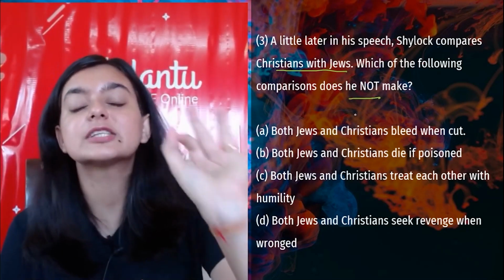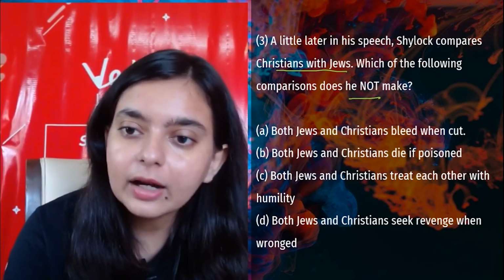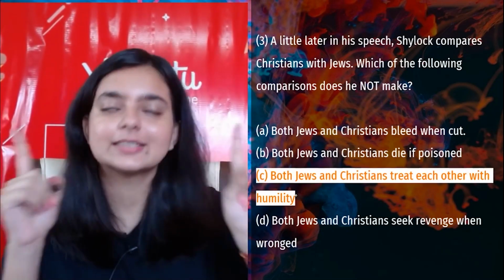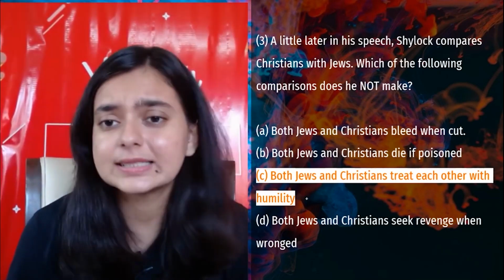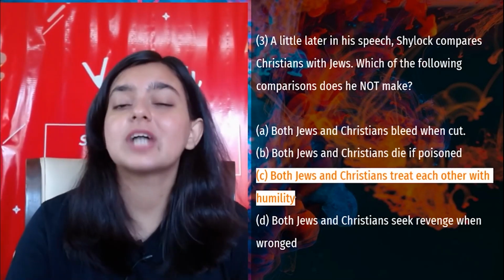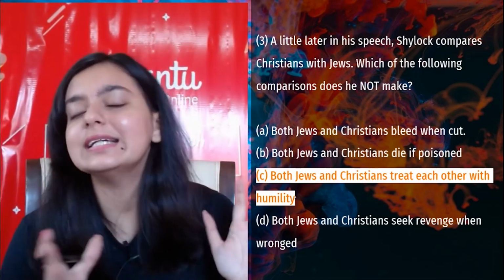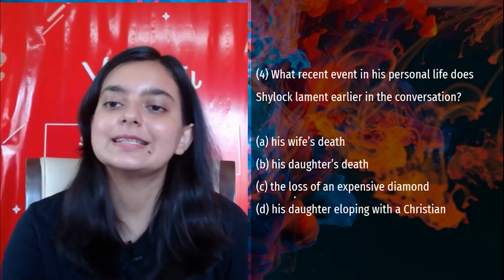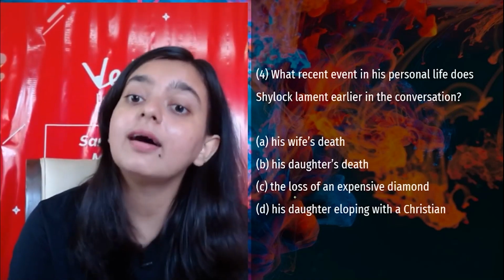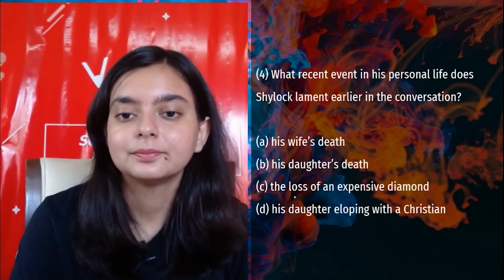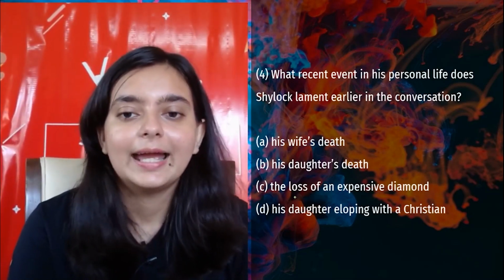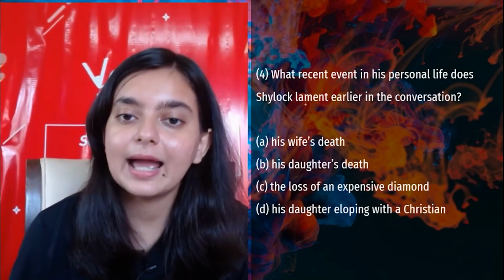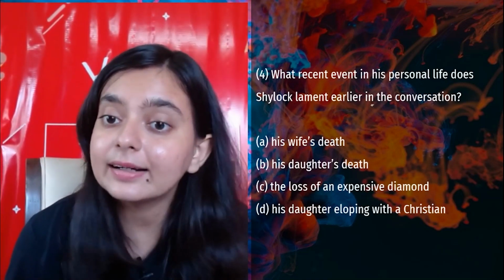If you read that speech thoroughly, you will be able to answer. Obviously, both Jews and Christians treat each other with humility. No, this is of course not what he said. They treat each other with hatred, right? That is what he said. Next, what recent event in his personal life does Shylock lament earlier in his conversation?